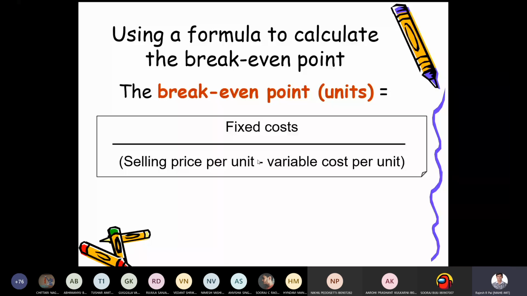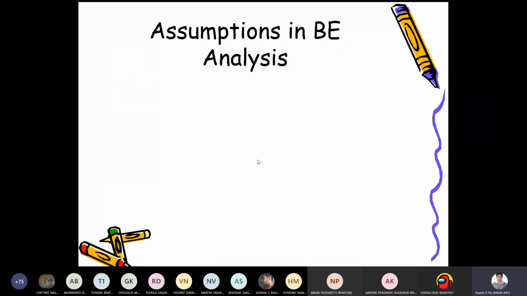Break even point is nothing but a point or a region at which the company is making neither profit nor loss. So for a quantity above the break even point, the company will be getting the profit. If it is less than the break even point, the company will be making the loss.